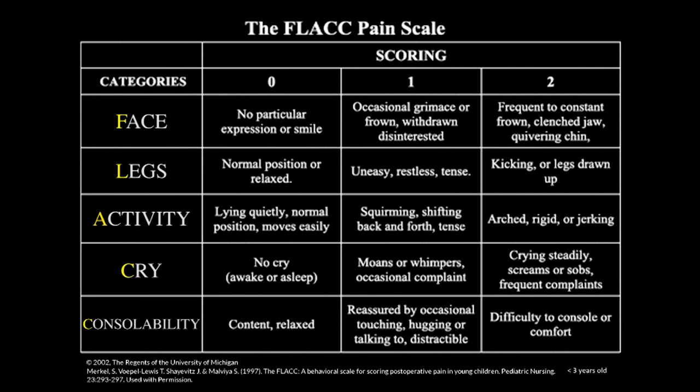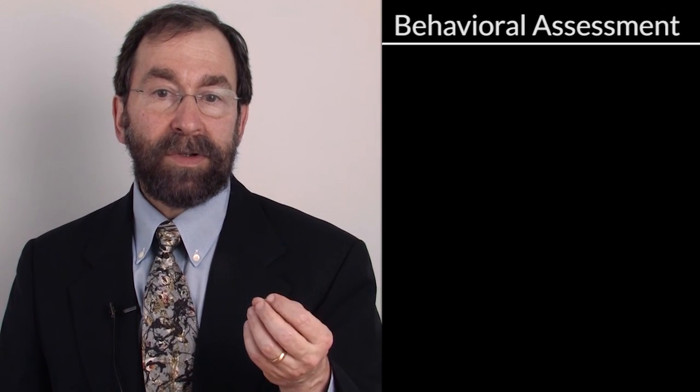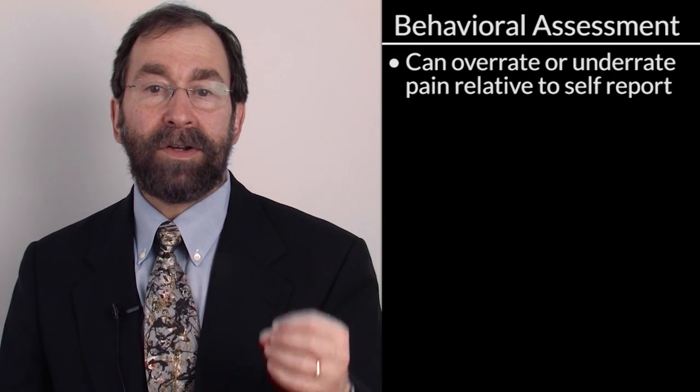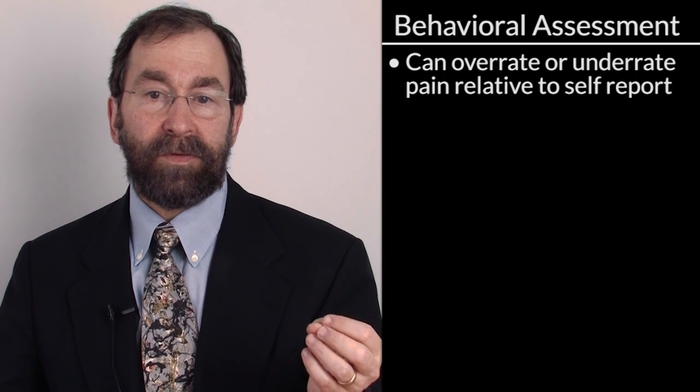A commonly used behavioral scale is called the FLAC. This consists of 5 items, namely facial expression, leg posture, activity, crying, and consolability. Each item is scored from 0 to 2 so that the composite score can range from 0 to 10. So in this setting, withdrawal from the environment may be the response to pain rather than active movement or crying or flailing. Sometimes behavioral assessments can overrate pain or underrate pain relative to patient self-report.